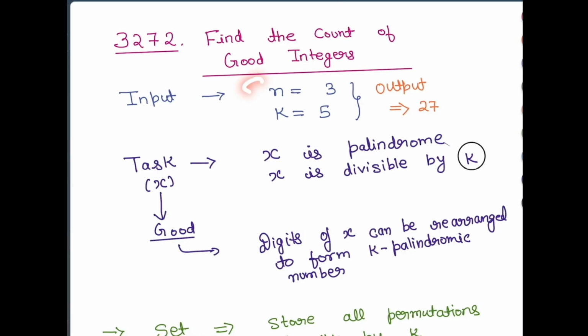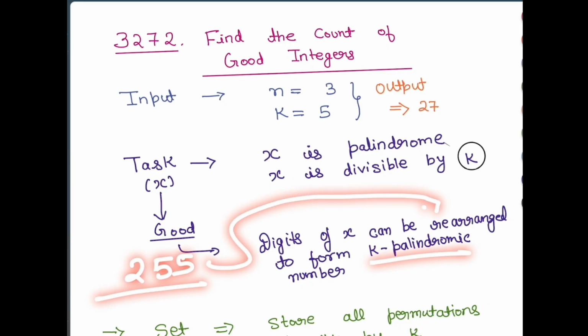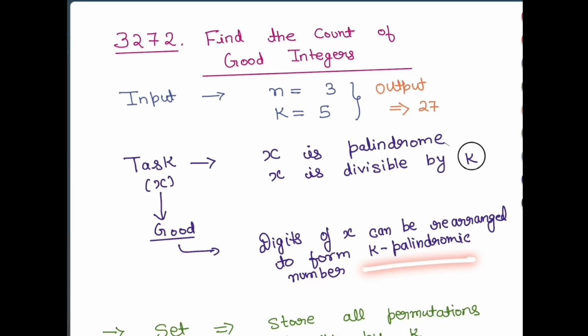So when we talk about this input, when the value of n is 3 and value of k is 5, the output is 27. It means that we have 27 numbers which have 3 digits, and those 27 numbers can be rearranged to form a k palindromic number. Now one of the possible number is 255, but let us see how it can be rearranged to form a k palindromic number. What is a k palindromic number? We need to know, right?